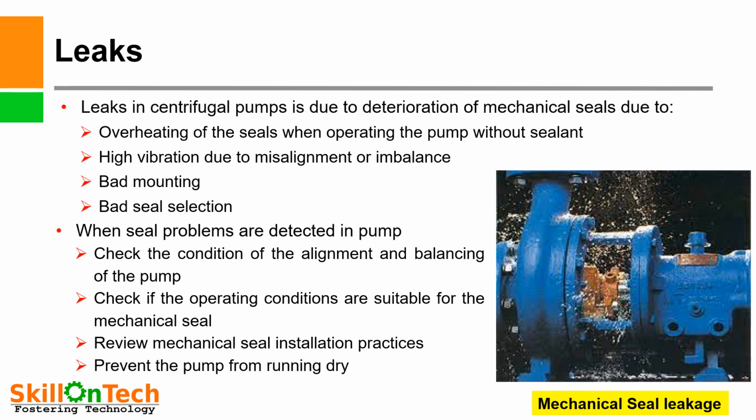When seal problems are detected in a pump, then what do we have to do? Check the condition of the alignment and balancing of the pump. Check if the operating conditions are suitable for the mechanical seal. Review mechanical seal installation practices. Prevent the pump from running dry. So alignment, or misalignment, is a very, very important cause which is damaging mechanical seals, other than dry running of the mechanical seal.